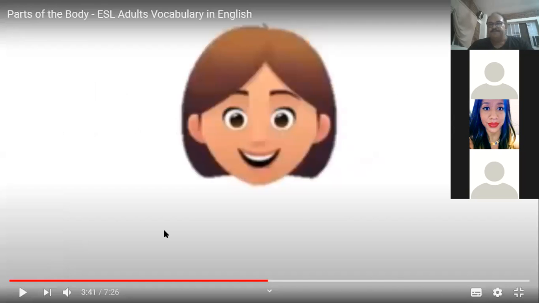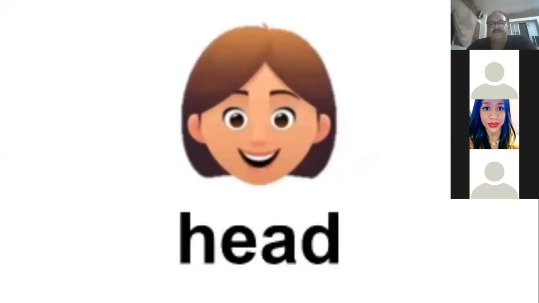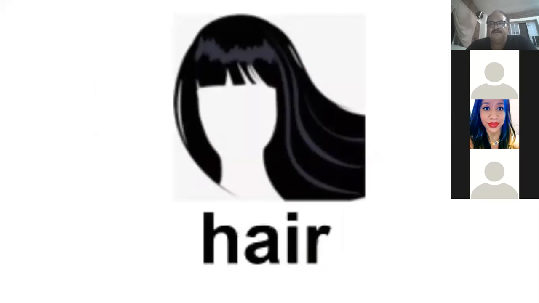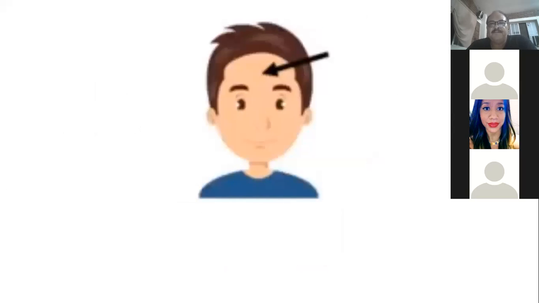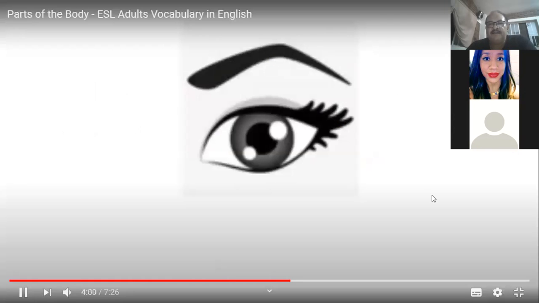Okay. Now you have to see the picture and you have to say the noun. For example, this one is head, right? Head. This one? Hair. Okay. Hair. Forehead.